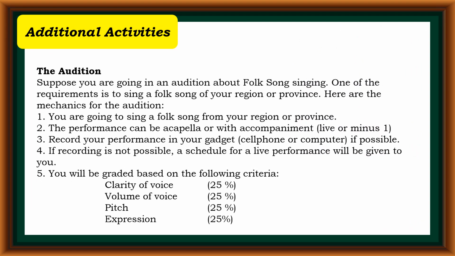The audition. This is the additional activities. Suppose you're going in an audition about folk song singing. One of the requirements is to sing a folk song of your region or province. Here are the mechanics for the audition. First, you are going to sing a folk song from your region or province. Second, the performance can be a cappella or with accompaniment or live or -1. Third, record your performance in your gadget or cell phone or computer if possible. If recording is not possible, a schedule for a live performance will be given to you.